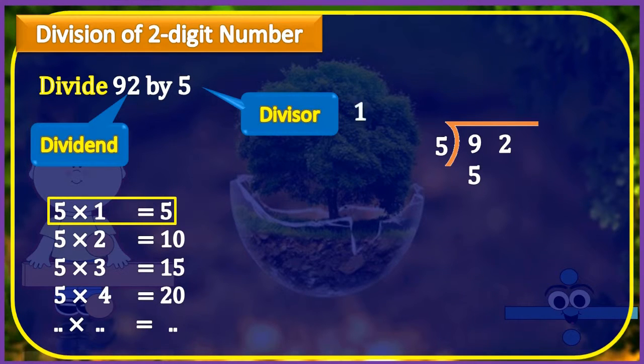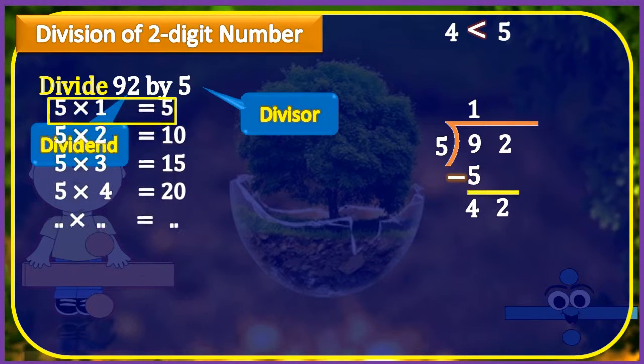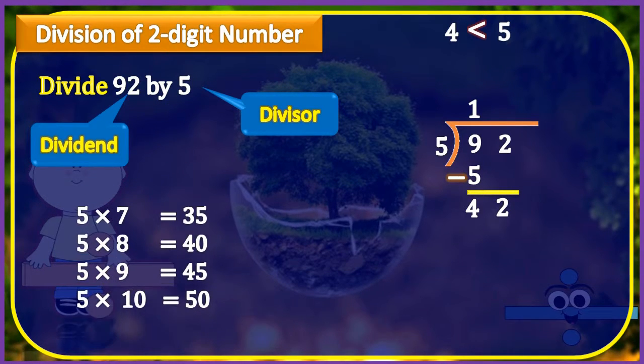Now, on subtracting, we have the remainder as 4. But 4 is less than 5 and not divisible. So we will put 2 from the dividend in this place. And the number will become 42. Now, we have a new dividend, that is 42. For dividing the number 42 by 5, count the table of 5. We found that at the 8th time, the table is showing number 40 and at the 9th time, 45.